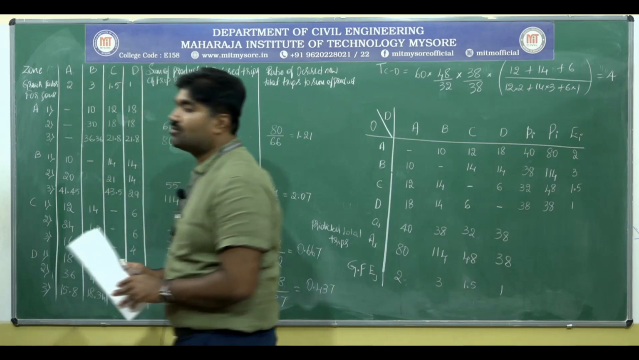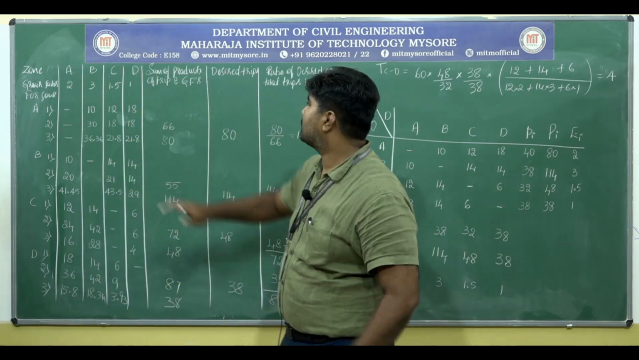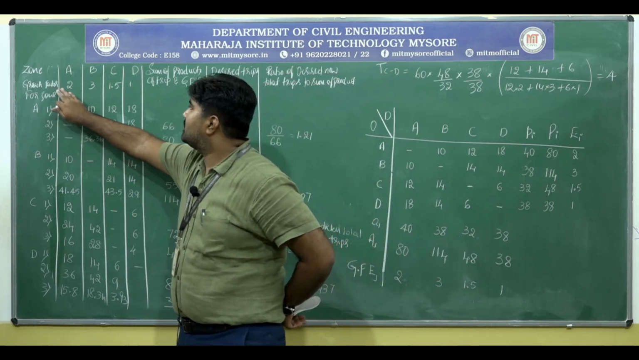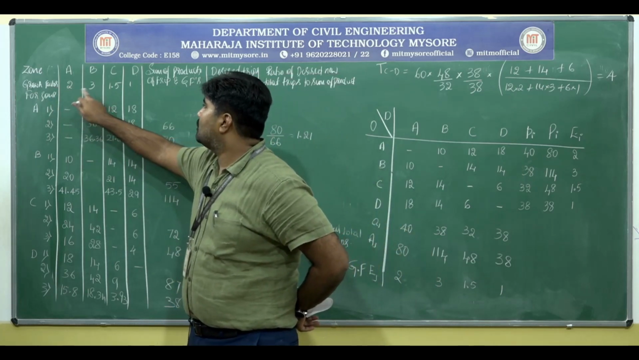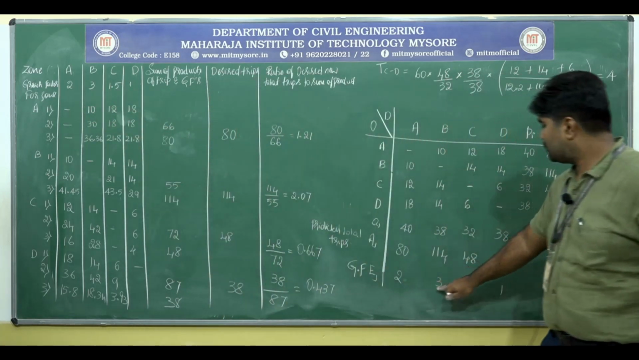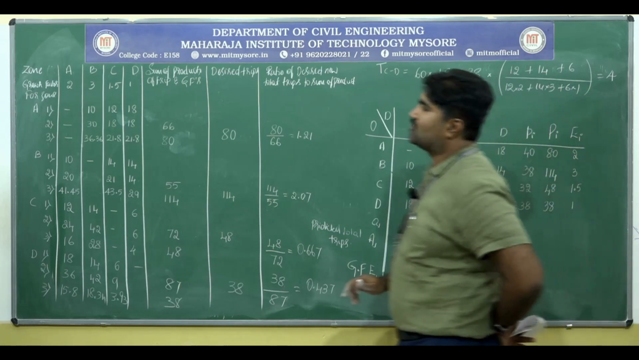Once again, I will tell you how to do the first zone, A. Okay, see, first you enter the growth factor. That is 2, 3, 1.5, 1. You will get the growth factor. You have got here 2, 3, 1.5, 1. These are the growth factors.